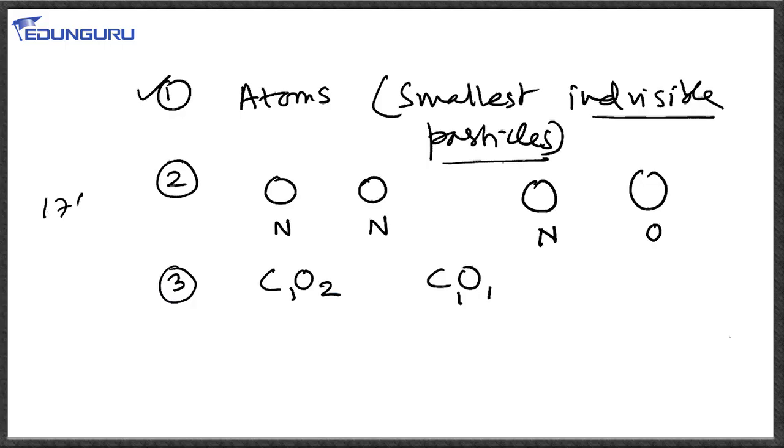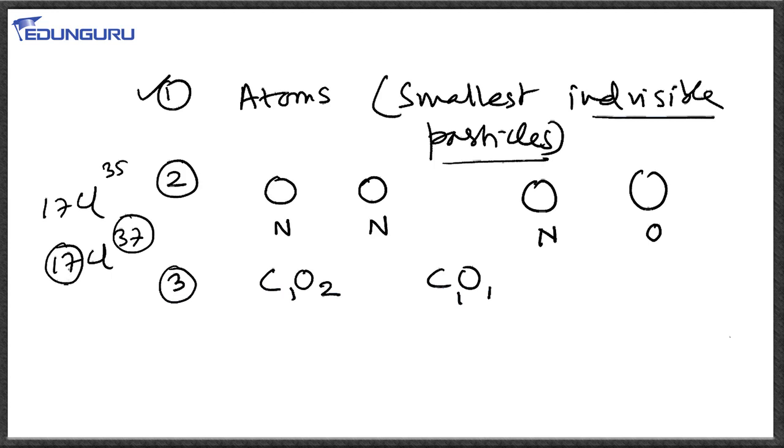Second point, he said the same element will have atoms of the same mass, but in today's world it is found to be different. That is, we have come to know the isotopes. So, what is an isotope? Isotope is basically 17Cl35 and 17Cl37. Here you can see that 17 is the atomic number and 37 is the mass number, or number of neutrons plus protons, and the 17 is the number of protons.